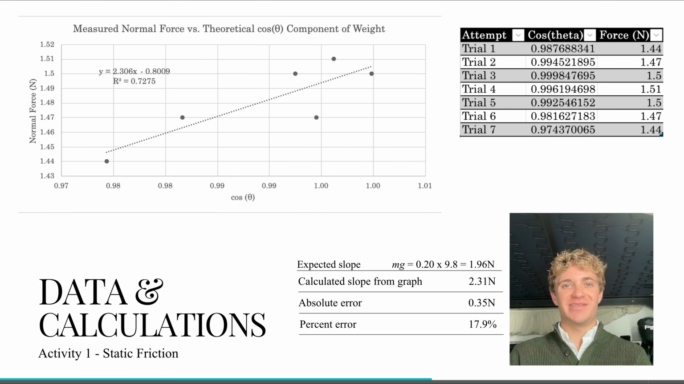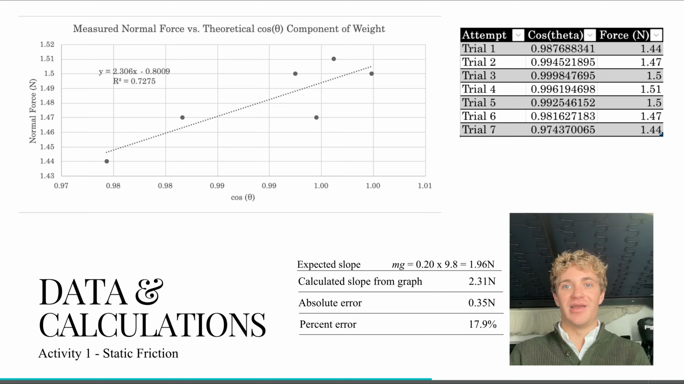For activity 1, we tested whether the normal force of an object at rest on an incline is proportional to the cosine of that inclined angle, as predicted by the equation F sub n equals mg cosine theta. Using a 200-gram cart, we measured the normal force at several inclined angles and plotted it against cosine theta. The resulting graph shows a clear linear relationship indicating that the normal force varies directly with cosine theta.